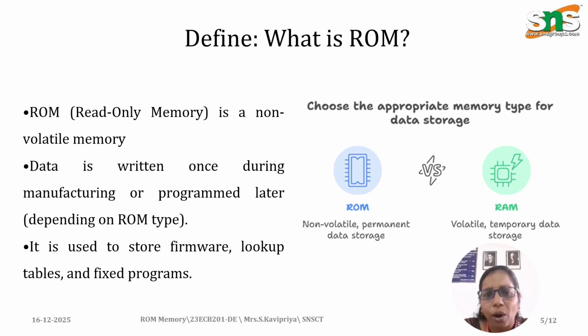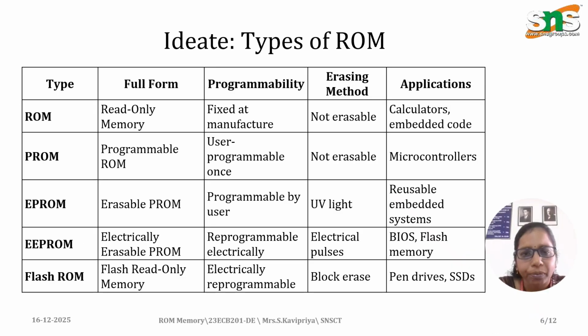And what is this ROM? ROM is a non-volatile memory. The data will be retained even when the power is turned off. Here the data can be read. The writing process can be done by the manufacturer at the time of manufacturing, or it can be programmed after manufacturing, but the data is written only once and whatever data is available can be read. It is used to store firmware, lookup tables and fixed programs. And next are the types of ROM, which are PROM, EPROM and Flash ROM.